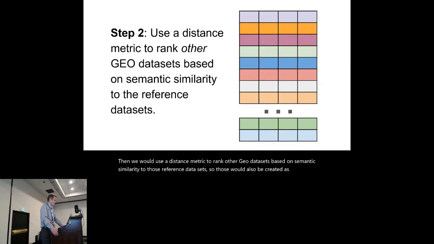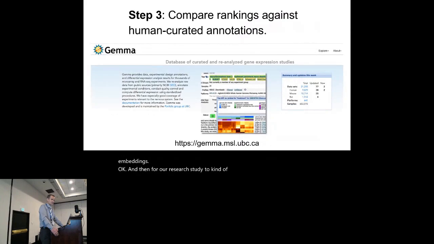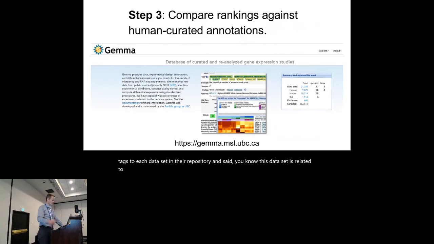For our research study, to evaluate the potential to use this type of approach, we used annotations that are human curated. For about 10% of GEO, there are annotations in a database called GEMMA, where they've assigned tags to each data set in their repository and said, this data set is related to Down syndrome or bipolar disorder or whatever it is.